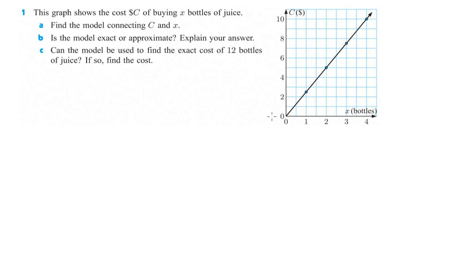I'm going to take you through some of the problems from the 4B assignment. Start here with number 1. This graph shows the cost C of buying X bottles of juice. Find the model connecting C and X.